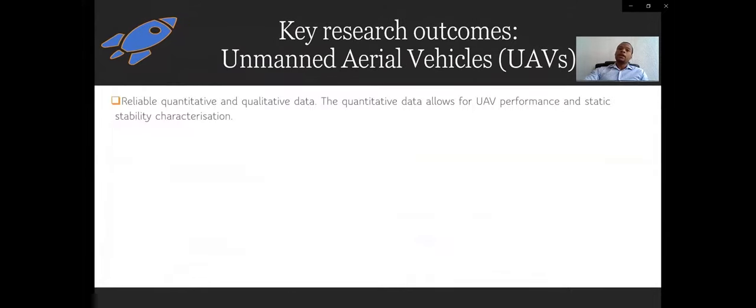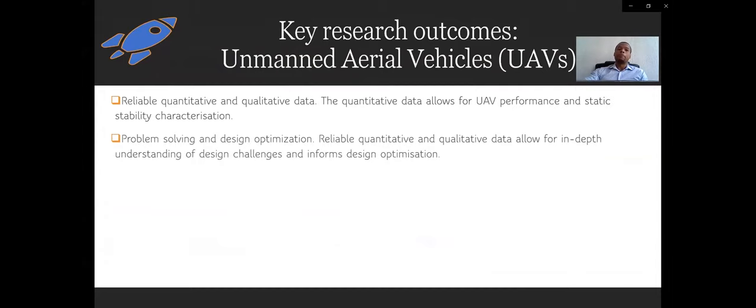Now, in UAV design, reliable quantitative and qualitative data was gathered. And the quantitative data allows for UAV performance characterization as well as static stability characterization. And another key research outcome was problem solving and design optimization. So the gathered data, quantitative and qualitative, allows for in-depth understanding of design challenges and informs design optimization.